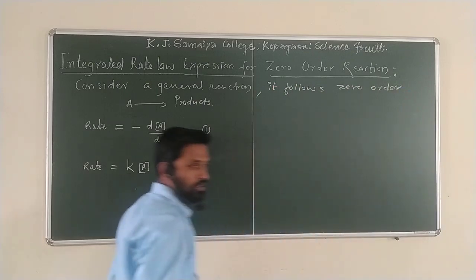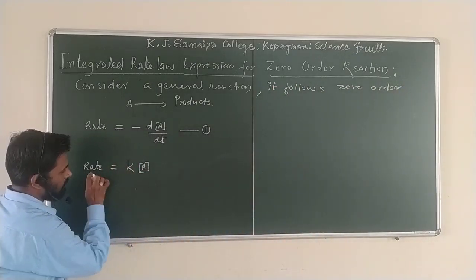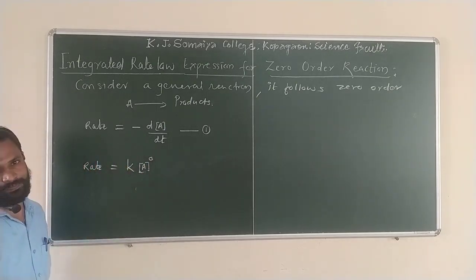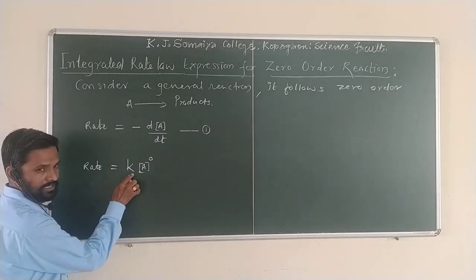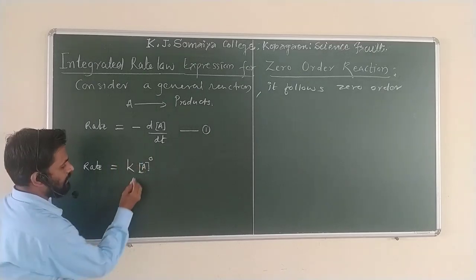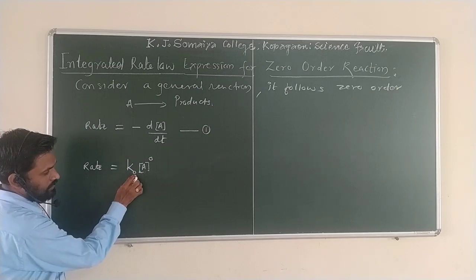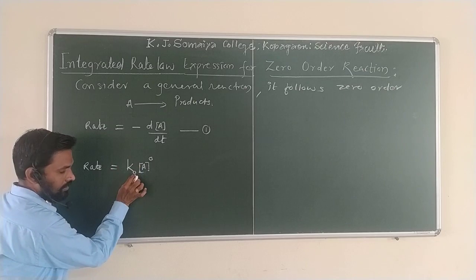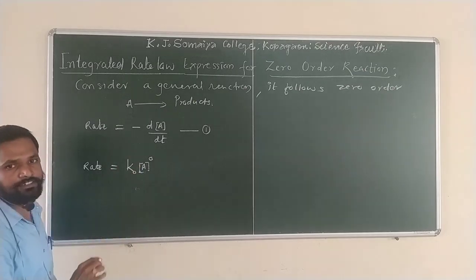It follows zero order. Means what? The power of the concentration of the reactive molecules involved in this rate equation becomes zero. Are you getting the point? Here rate equals the proportionality constant. For our identification, I will write it as K0. What is this K0? The 0 indicates the proportionality constant or rate constant for zero order. This is for our identification.